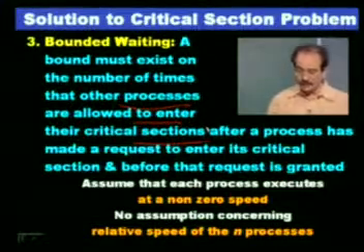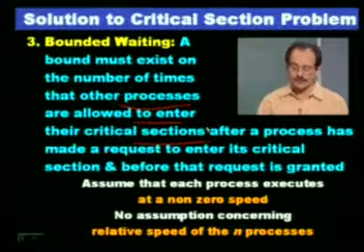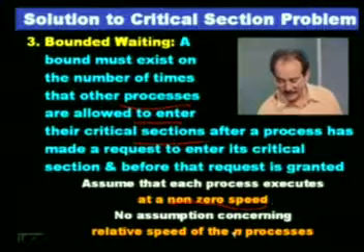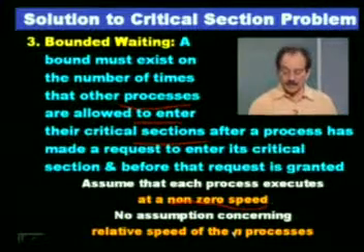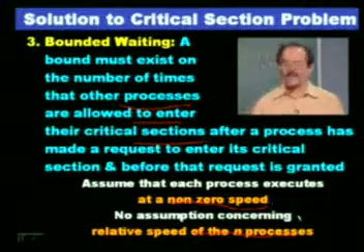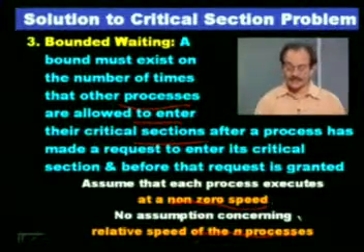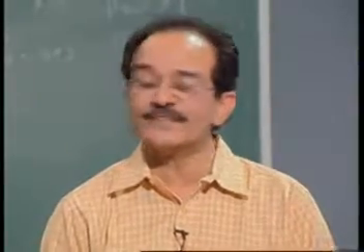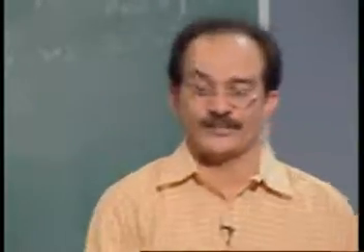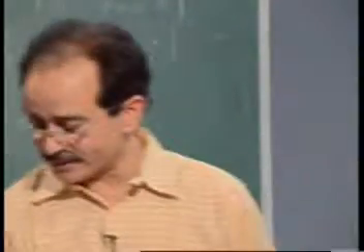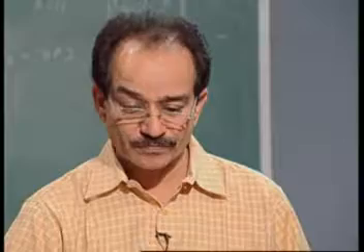Now, what we assume in this particular case for the solution to the critical section is that the processes operate at a non-zero speed, and there is a relative speed of the n processes there. There is no process which will execute at 0 speed. What do we mean by 0 speed? That means the process does not execute. So, this is what we have got as a solution for the critical section.